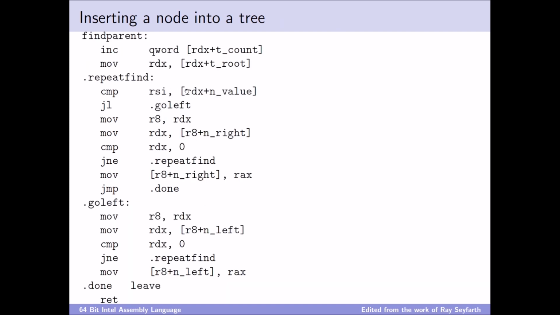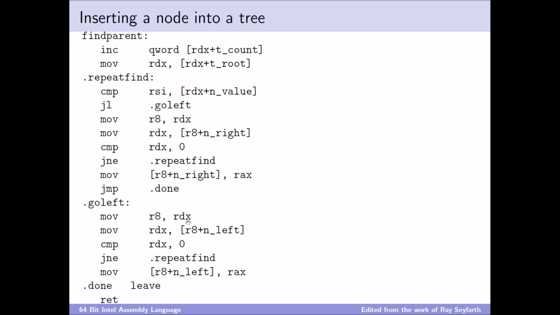Now, based on that comparison, we can decide whether we need to move down the left path of the tree or down the right path of the tree. If RSI is in fact less than the value of the current tree, the value that is in the key of the current tree, we know we need to traverse down the left side of the tree. In that case, we're going to jump to go left. So now we'll execute from this label.